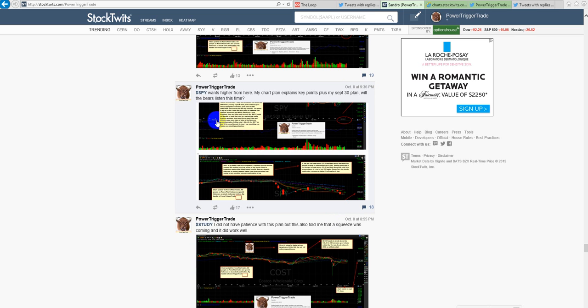So in other words, I combined it. This is what I said here: SPY wants higher from here. My chart plan explains key points plus my September 30 plan. Will the bears listen this time? So basically on October the 8th I made another plan, and this was the posted plan on October the 8th, as you can see here. There's the time and everything, right?